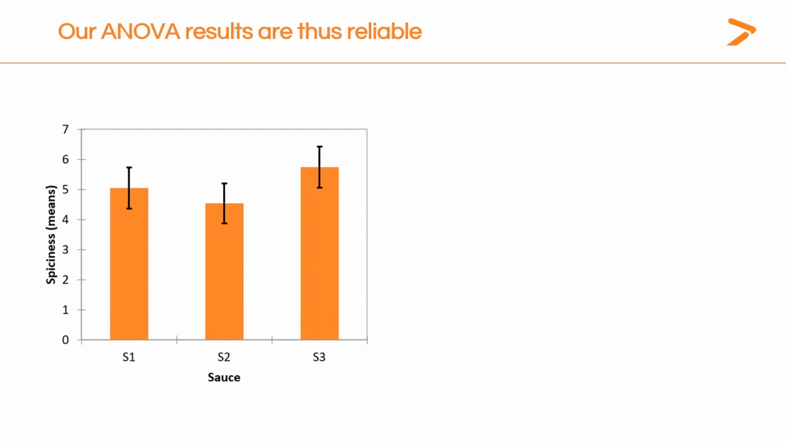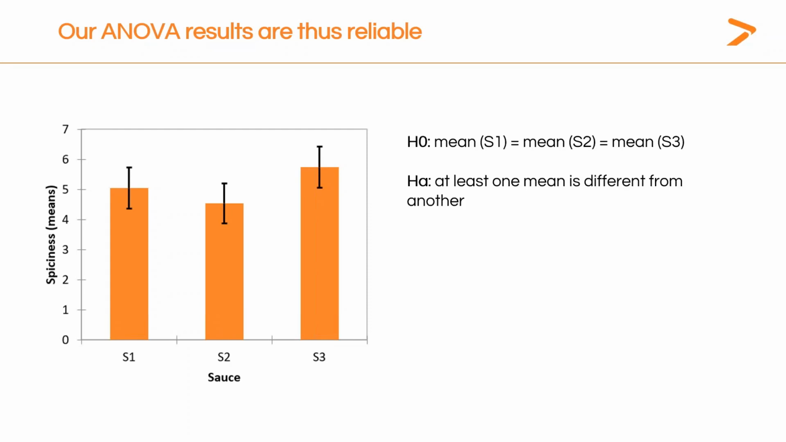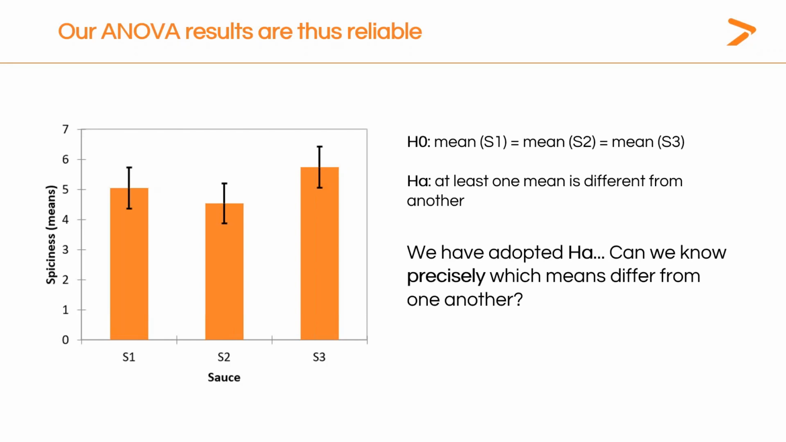So our ANOVA results are reliable. So the answer to our question is clear now. We have adopted HA while taking a certain risk of being wrong. Now, can we know precisely which means differ from one another? We've only said that at least one mean, we don't know which, is different from another. Can we know which one?